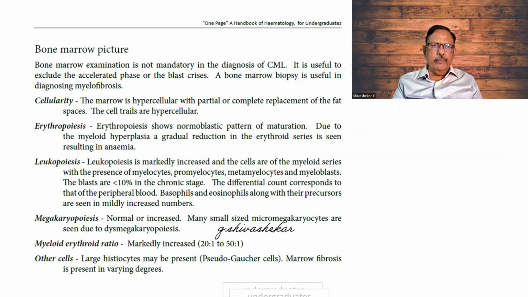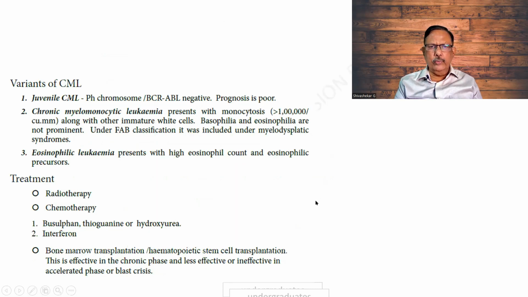And the bone marrow picture, you find the cellularity. Obviously, being a tumor, it is cellular. Erythropoiesis, normoblastic, suppressed. Leukopoiesis will be markedly active and increased with all the range of cells that we had mentioned. Megakaryopoiesis can be normal or increased. See, all the lineages are increased because it is basically a stem cell disorder. Myeloid erythroid ratio is increased from 20 to 1. Other cells can be present such as pseudo-Gaucher cells, not for us now.